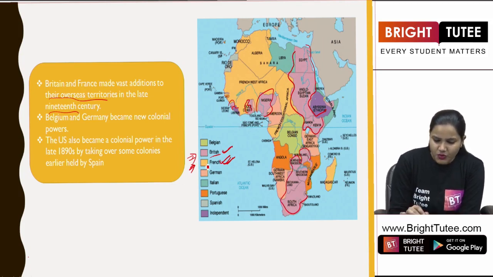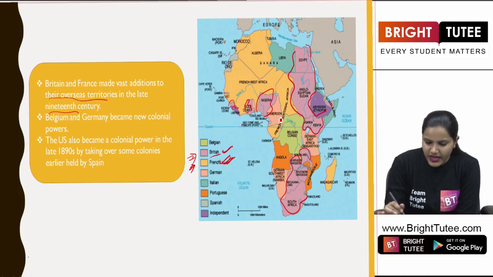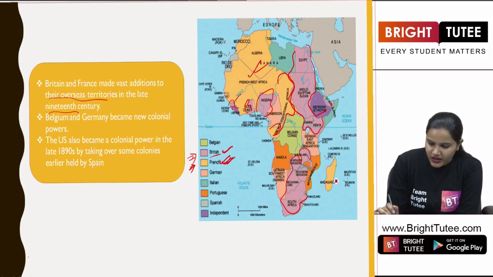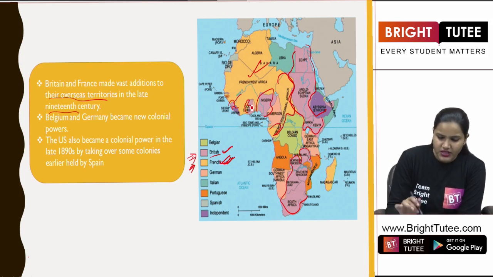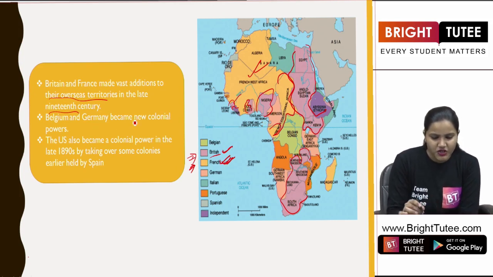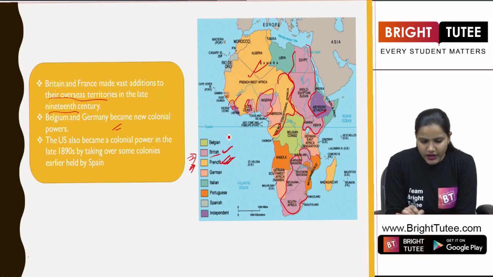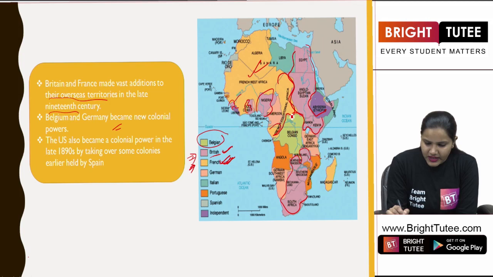Right? The next one is France. Here French, that is the mustard color. As you can see, this is the French Equatorial Africa, French West Africa, right? So these were the regions acquired by the French. Belgium and Germany also became new colonial powers in the region. Now looking at Belgium, the light green color, the Belgian Congo here. This was the region acquired by Belgium. And talking about Germany, this region, German Southwest Africa.